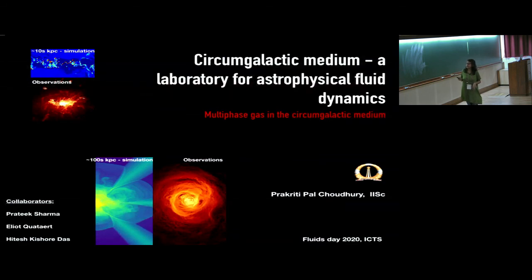So here multi-phase really means multi-temperature, which we can observe at different wavelengths. And just for a quick reference, this is one of my simulations, and this is also one of my simulations, but these are at different scales. This is a few hundred kpc, and this is a few tens of kpc. This is within 50 kpc.